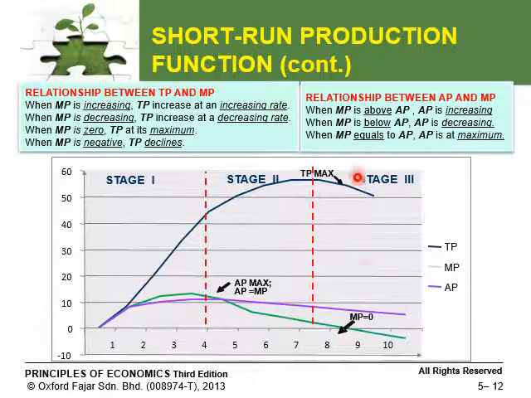So what happened in stage 3? Stage 3 is where the law of diminishing returns happens. Why? Because the more additional labor being added, the total production will be lower because of the law of diminishing returns.